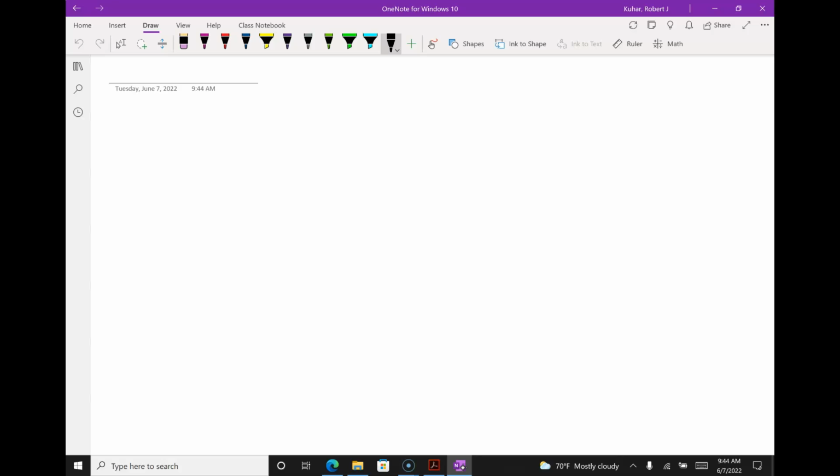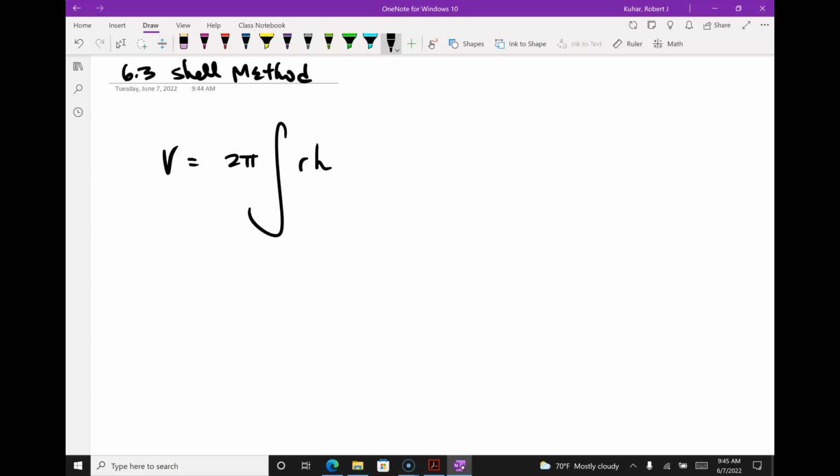So, shell method. Here we go, 6.3. What do we know about this one already? That our volume is going to come from 2 pi r h dx or dy. The 2 pi r is our circumference, and h is the height of that particular circumference. Let's get a simple picture of what we're talking about.